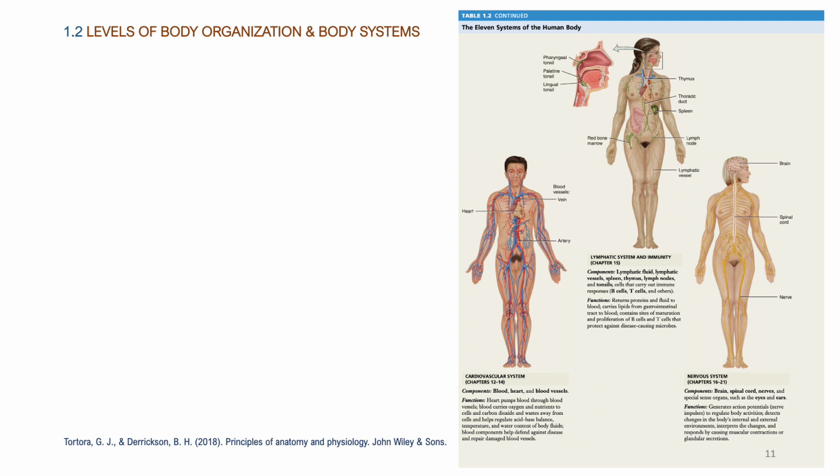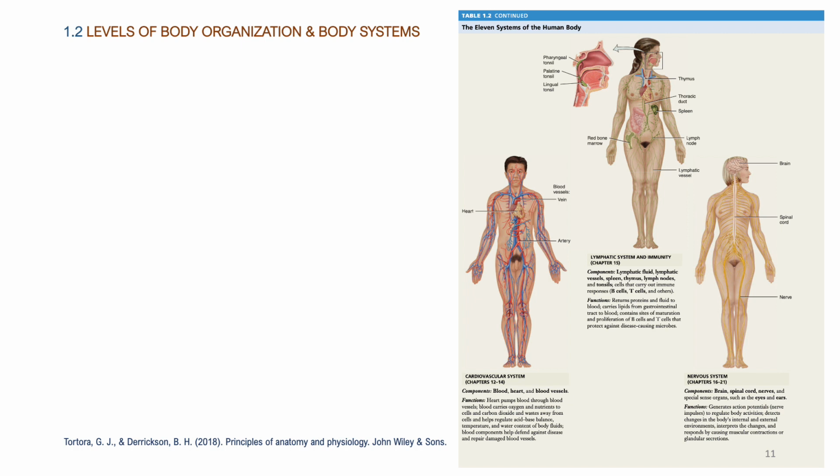Now we're looking at the next three systems. The first is your cardiovascular system, composed of your blood, heart, and blood vessels. Your heart pumps blood through blood vessels, and the blood carries oxygen and nutrients to your cells and removes carbon dioxide away from the cells. It also helps us regulate your acid and base balance, the temperature, same as your integumentary system, and the water content of your body fluids.